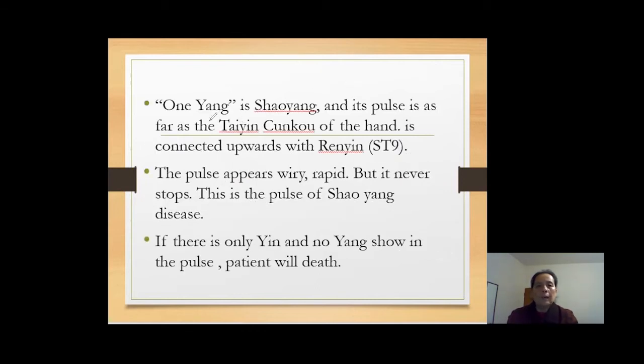Then we're talking about the Wen Yang condition. Wen Yang is Shao Yang. So we still have foot Shao Yang and hand Shao Yang. And the pulse we can feel is still at the Tai Yin Cun Kou area. And also we can feel the pulse in the upper part, which we call Ren Ying. That's the point's location, Stomach 9. Truly Stomach 9, or its Chinese name, Ren Ying.